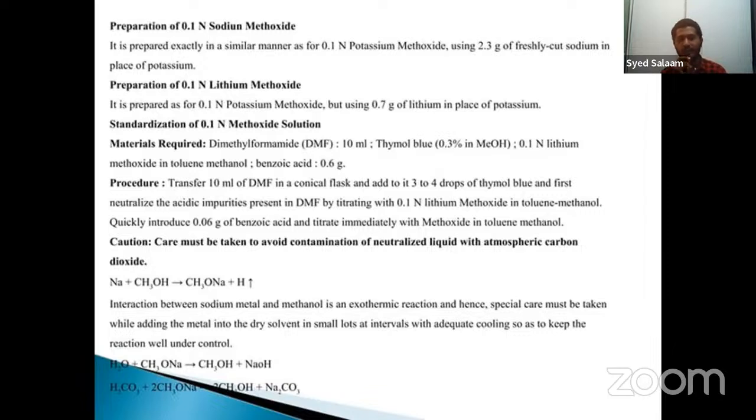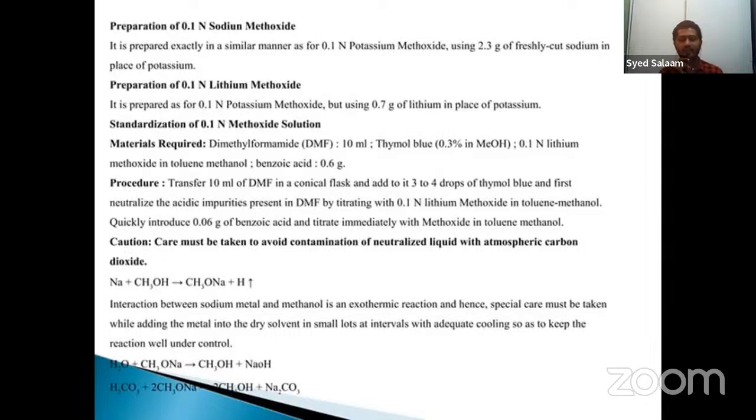The procedure is to transfer 10 ml of DMF into a conical flask and then add 2 to 4 drops of thymol blue. First neutralize the acidic impurities in DMF by titrating with 0.1 normal lithium methoxide in toluene methanol, and then quickly introduce 0.06 grams of benzoic acid and titrate immediately with methoxide in toluene methanol. Care should be taken to avoid contamination with neutralized liquid or atmospheric carbon dioxide.